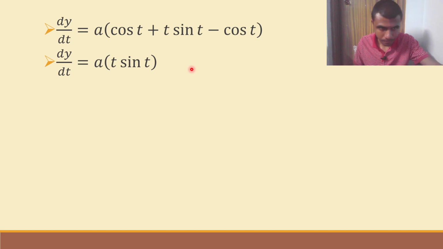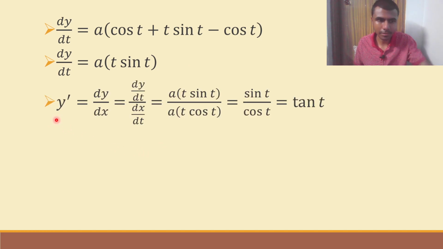Now what next? As I mentioned, I need to find out y dash. Now y dash is nothing but dy by dx. How am I going to find my dy by dx? Dy by dx is nothing but dy by dt divided by dx by dt. Now dy by dt, we already found, is a into t sin t, and dx by dt is a into t cos t. So a cancels, t cancels, we are left with sin t by cos t, and it's tan t.